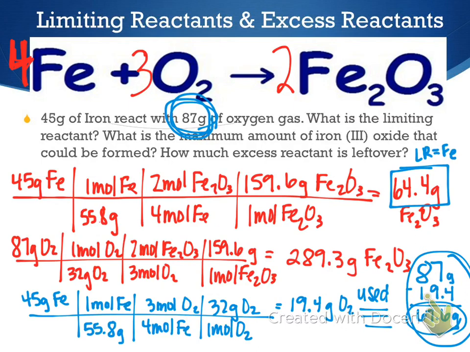The reason I went to grams on this last T-chart is because my starting amount was in grams, and I knew I was going to have to subtract. The first two, you could have just gone to moles if you wanted to find your limiting reactant. Okay, it's not that big of a deal. You just have to be careful about what the question is asking for specifically.